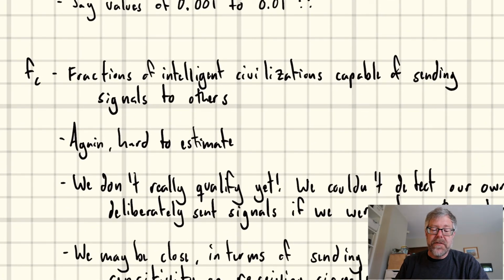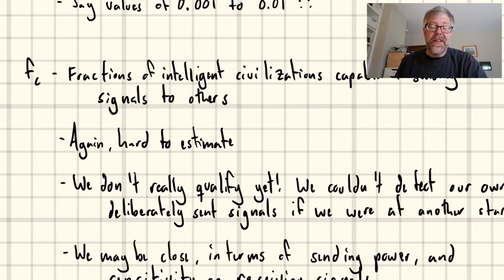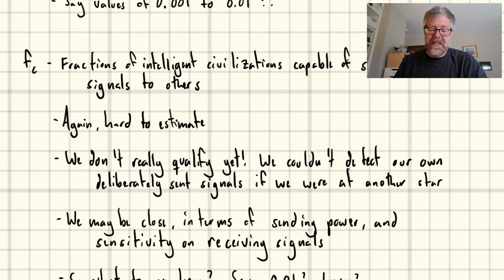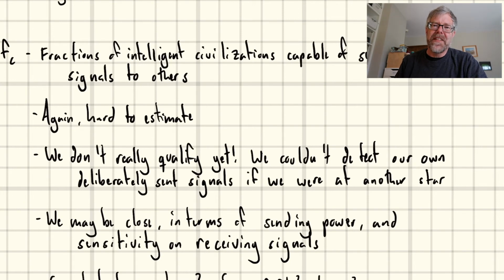FC is the fraction of intelligent civilizations capable of sending signals to others. So basically, you have become an intelligent civilization, like Neanderthals or something like that, they're sort of intelligent, but they are incapable of sending signals to other planets. It's very hard to estimate this, and the funny thing is that we actually don't have this capability right now ourselves. So even if we think that it's a large number, there's no basis for it being a large number, because we can't even do this.